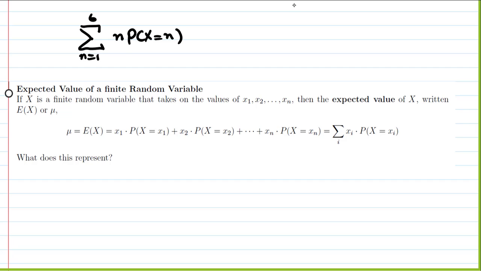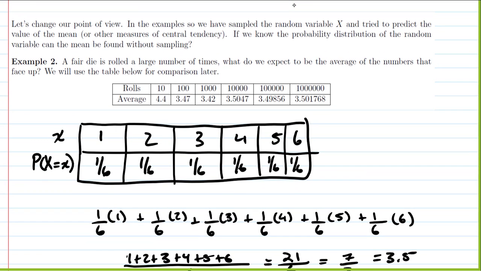So what does this really represent? What does the expected value really mean? Let's go back to the previous example. A fair die is rolled a large number of times. What do we expect the average of the numbers that face up to be? Well, if we repeat this experiment a whole bunch of times, we're going to get a whole bunch of 1s, a whole bunch of 6s, but the average of all of those values is going to approach what?